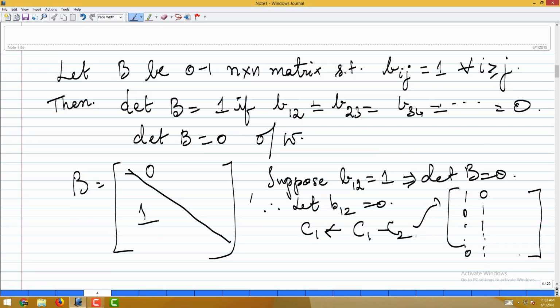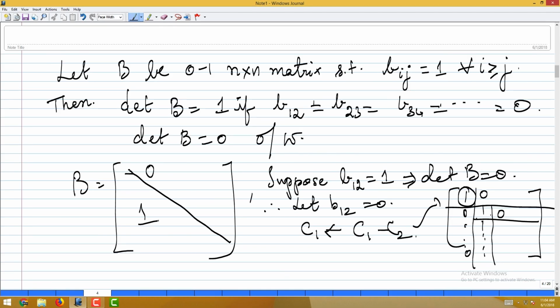Now look at the determinant, and expand about this first entry. To get the determinant, expanding about this first entry, it is just going to be the determinant of this submatrix. The same thing appears here also. If B23 is 1, then in this (n minus 1) by (n minus 1) submatrix we have two identical columns. So the determinant of that submatrix becomes 0.